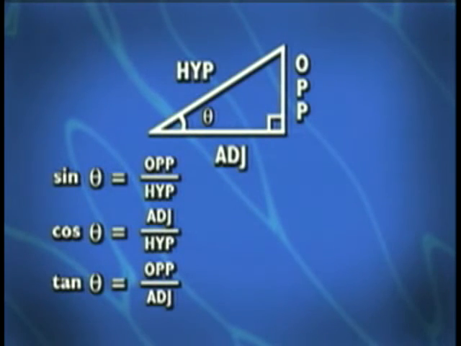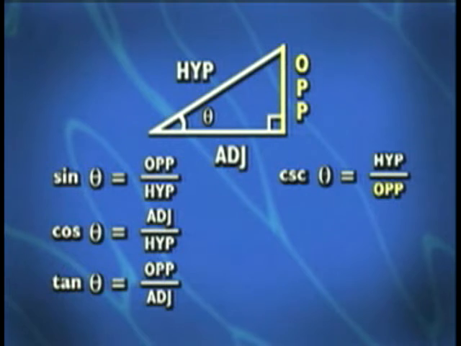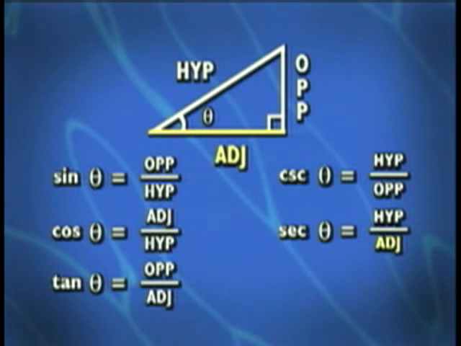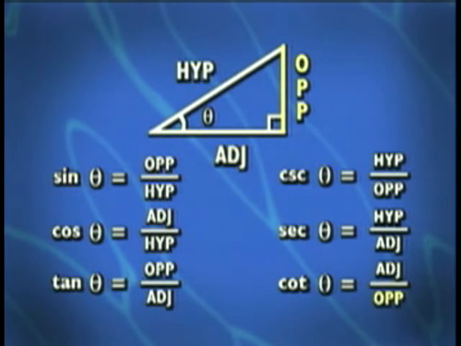Now the other 3 functions. The cosecant of theta, shortened to CSC, is the hypotenuse over the opposite side. The secant of theta, or SEC, is the hypotenuse over the adjacent side. And finally, the cotangent of theta, or COT, is the adjacent side over the opposite side.